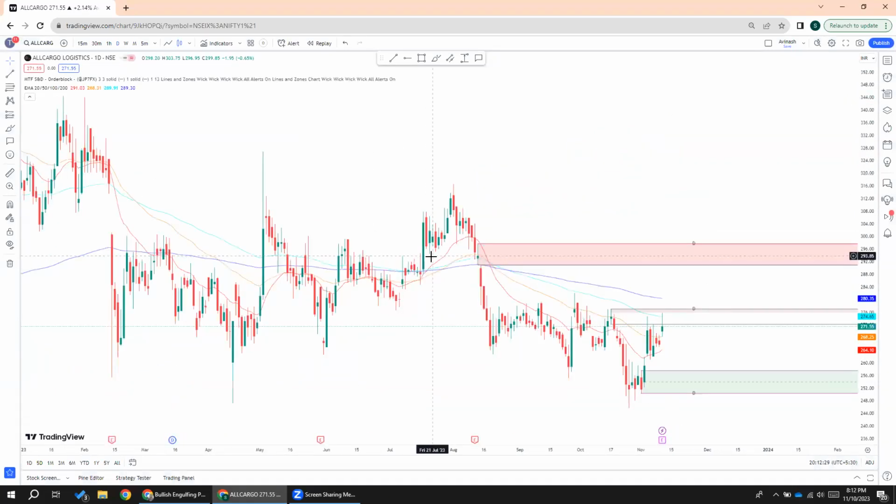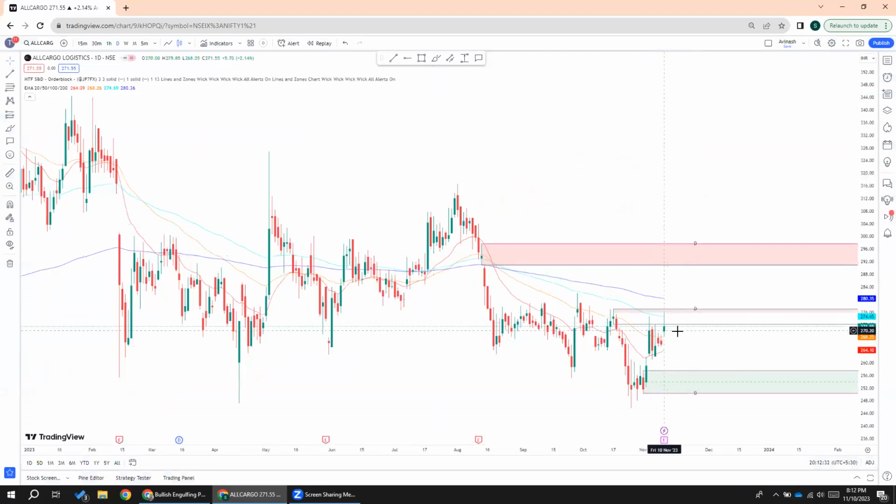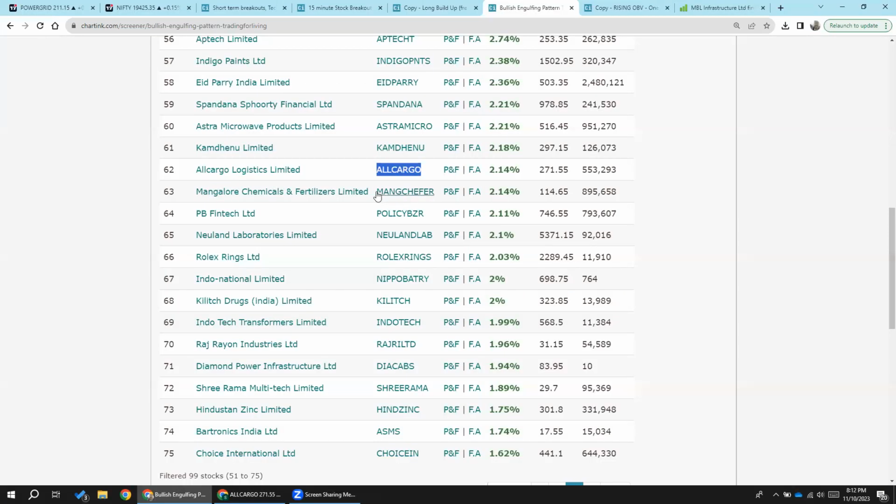Okay, you can see here that candle is closed positively, but there are two immediate resistances. This is the supply region 270 to 280, and the next is 292. So for me, this is not going to bring the momentum because it is close to its resistance level. So I will skip this. Then we'll go to the next.